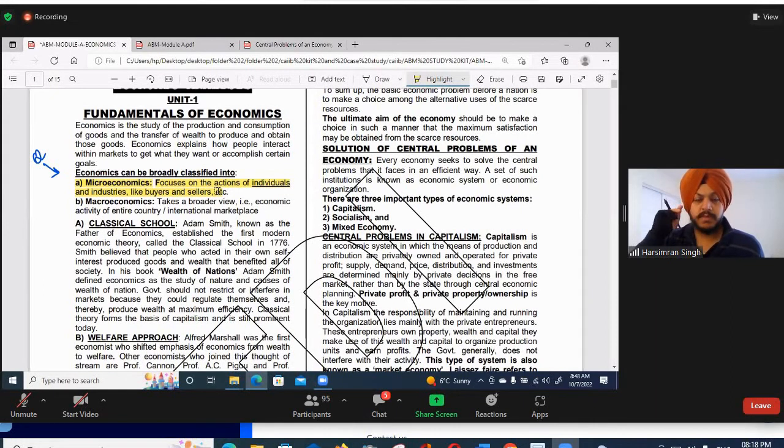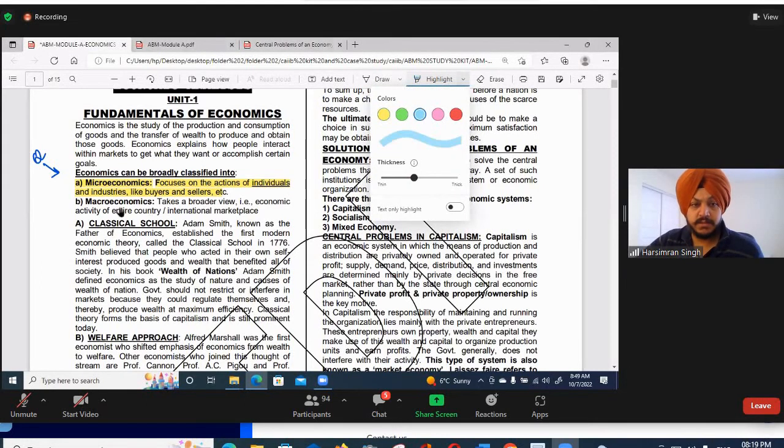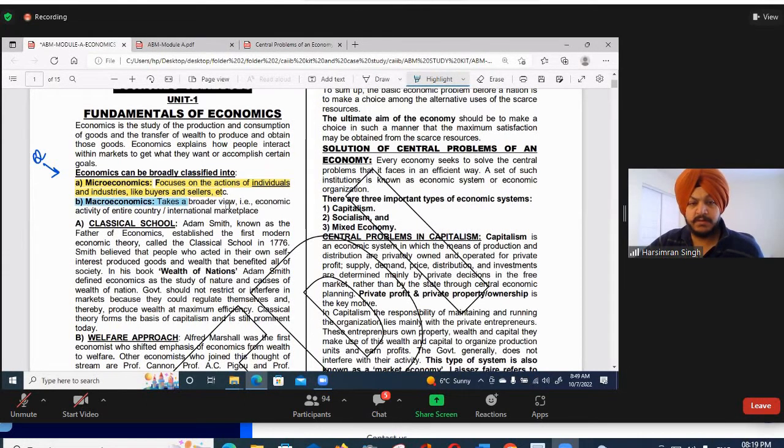Okay. So microeconomics focuses on the actions of individuals, how individuals perform, actions of industry. Whereas macroeconomics deals with a bigger picture, economic activity of the entire country, your GDP, your international marketplace. Is that clear or not?